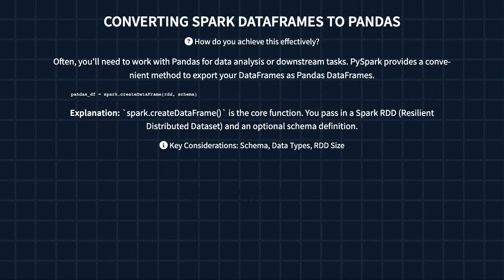Okay, so you've got a PySpark data frame and now you want to use pandas. Luckily, converting between the two is pretty straightforward. You can leverage Spark create data frame for this. It takes an RDD, which is Spark's distributed data structure, and essentially creates a new pandas data frame from it. You provide the schema so that Spark knows what each column represents. It's important to be mindful of the size of your RDD, as very large ones can impact performance during conversion. Also, pay close attention to data types. Make sure they align between Spark and pandas.